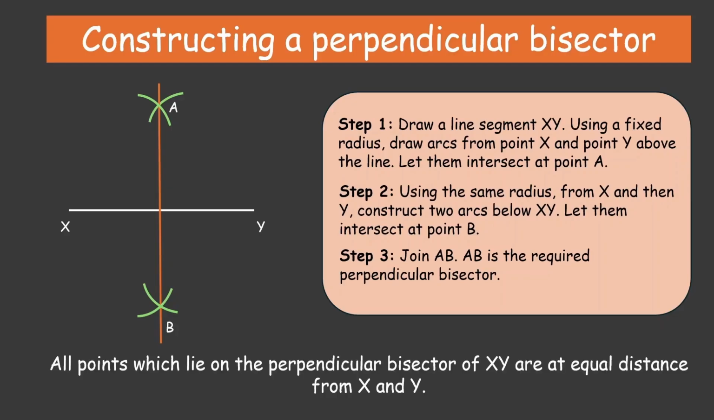Now, once we do it, we see that all the points which lie on the perpendicular bisector of XY are at equal distance from X and Y. For example, this point lies on the perpendicular bisector, right? It is at equal distance from X and Y. That is, AX is equal to AY. Similarly, this point is at equal distance from X and Y. This point or this point, they are at equal distance from X and Y.